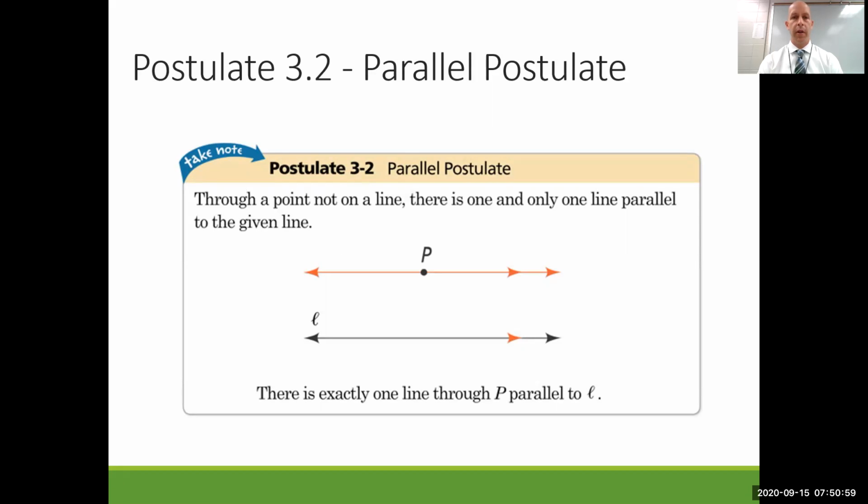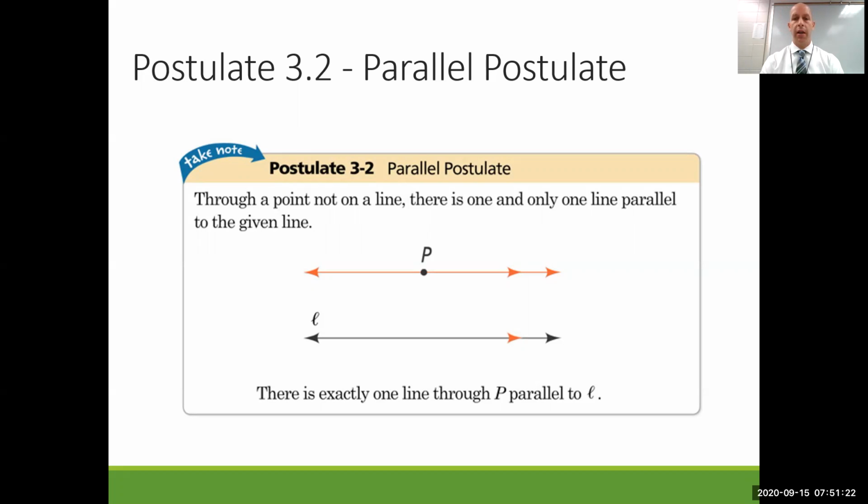So the first statement that we're going to deal with today is the parallel postulate. This is probably the most contested postulate of all of the geometry postulates. This is what makes our geometry a Euclidean geometry, in other words, a geometry on a flat surface. And here's what the postulate says.